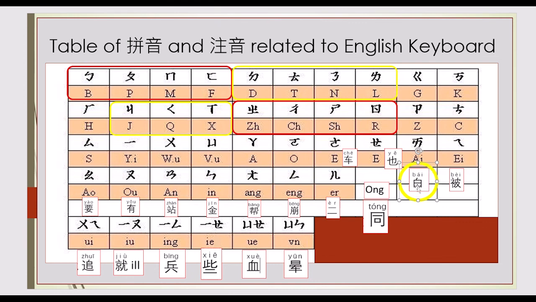So you can pronounce with the consonants and the vowels combined together to pronounce the character. Of course, in Chinese, you write the character, not the pronunciation. The pronunciation is just for you to learn and to present it.